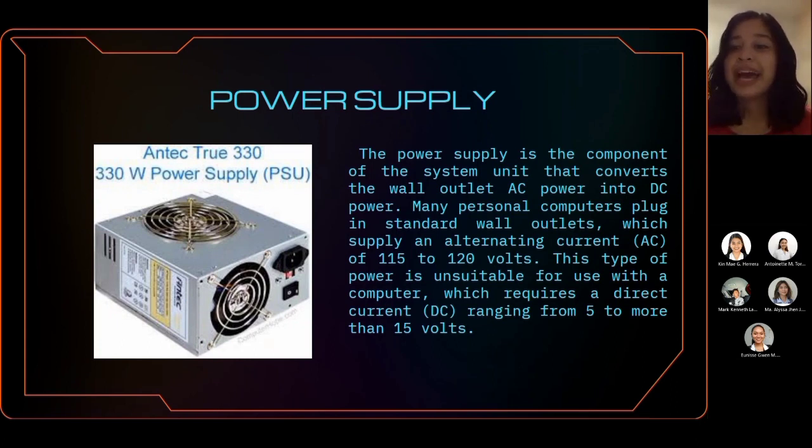Built into the power supply is a fan that keeps the power supply cool. Some have variable speed fans that change speed or stop running depending on temperature in the system unit.